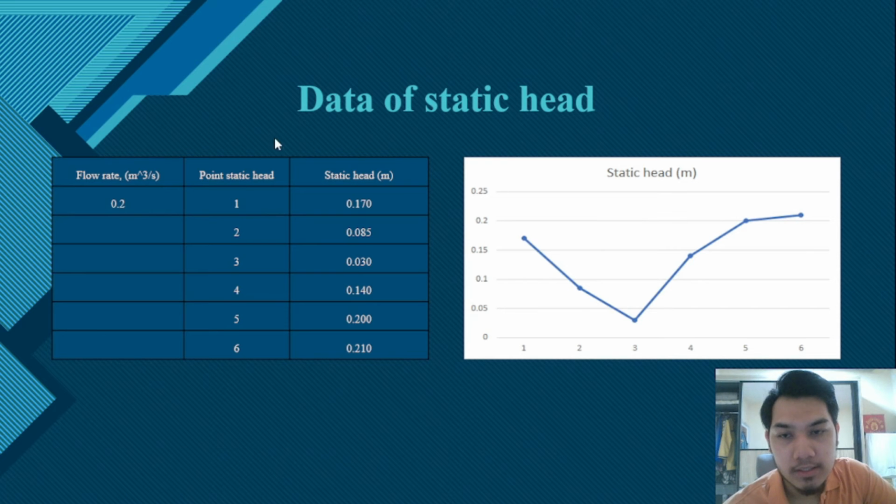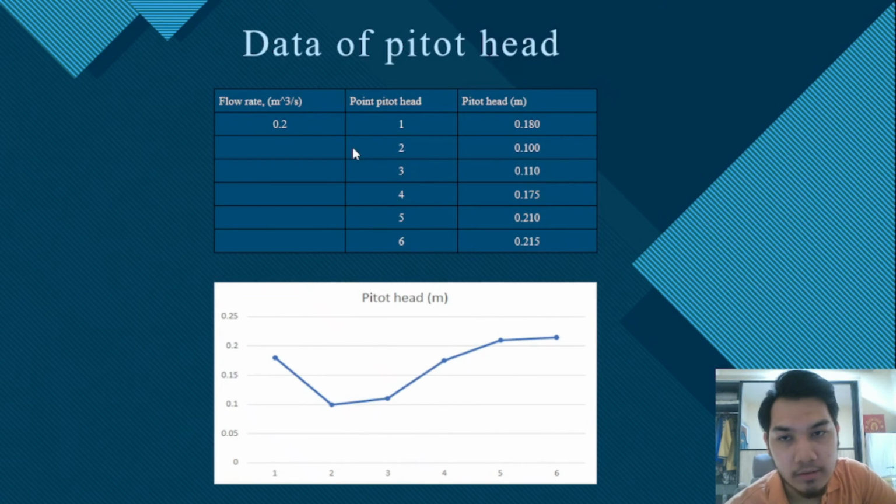Next, this is the data of the static head, and this is the graph of the static head, and also this is the data of pitot head, and this is the graph of the pitot head that has been done by using Microsoft Excel.